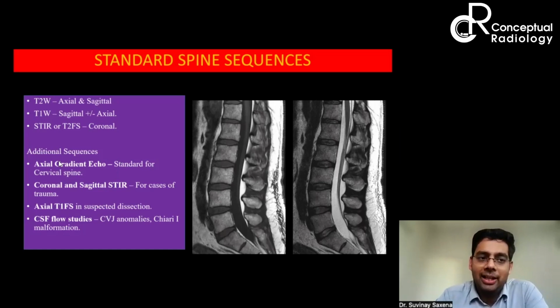So this is what axial gradient you do take for cervical spine, axial T1FS in suspected vertebral artery dissections in case of cervical spine. We have CSF flow studies for various indications, right? इंडिकेशन पता होना चाहिए और सबसे इम्पोर्टेंट है कि जो बहुत लोग नहीं करते हैं रेसिडेंट्स is how to plan the scan and how to do the scan.